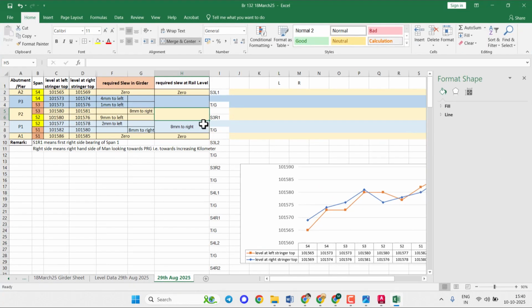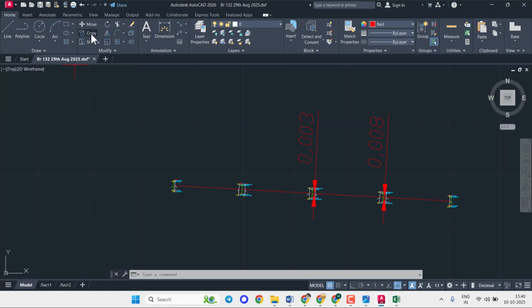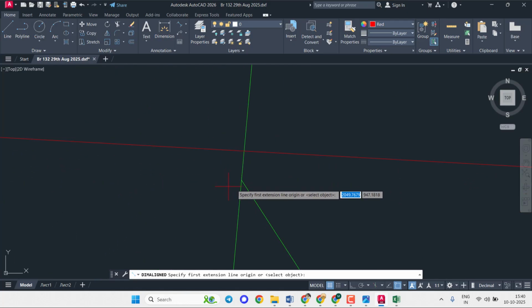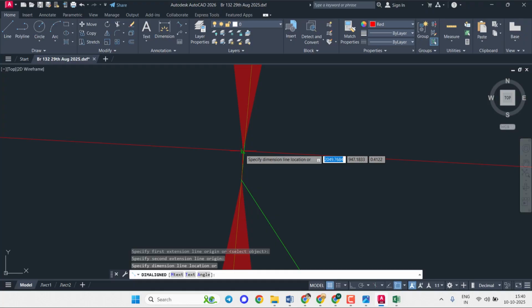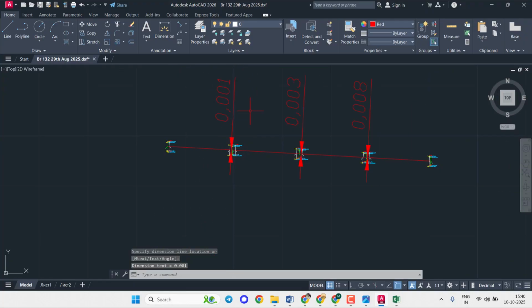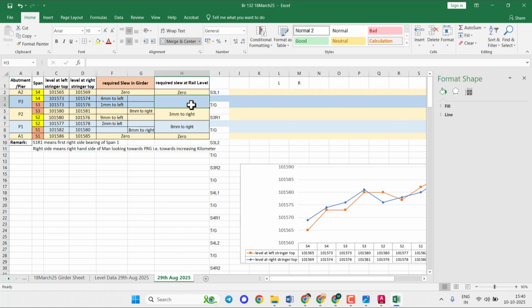So here, first let us write the data. So this is 3 mm to left. 3 mm to right. Required slew at rail level. And then last is P3. So P3 alignment is here. So we reach here and then again very small. So strangely, the only fault is seen at P1. So this is 1 mm to right.